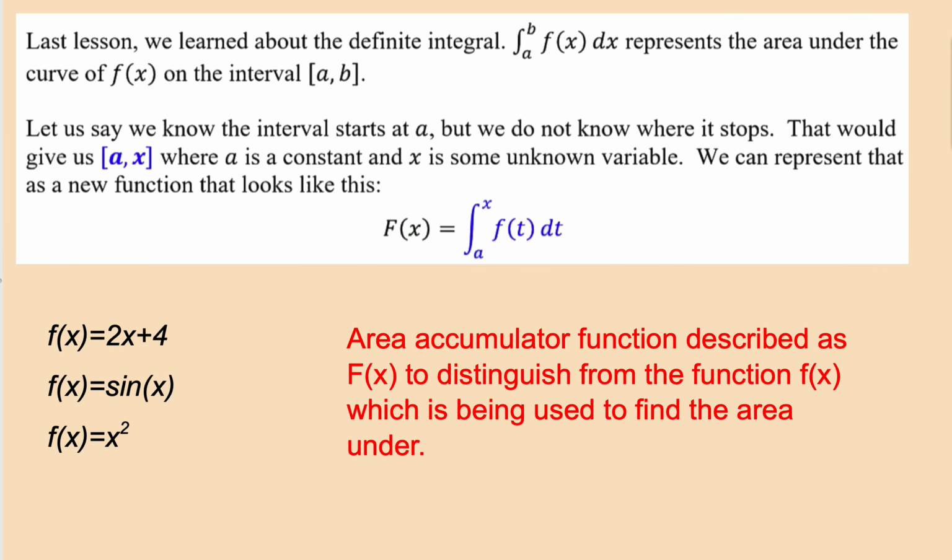In the last lesson, we learned about the definite integral, which represents the area under the curve of f of x on the interval from a to b. Let's say we know the interval starts at a, but we don't know where it stops. That would give us an interval from a to x, where a is a constant and x is some unknown variable. We can represent this new function like this: capital F of x is equal to the integral from a to x of f of t dt.